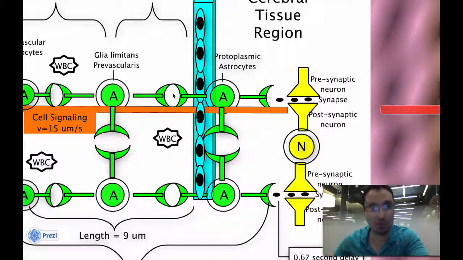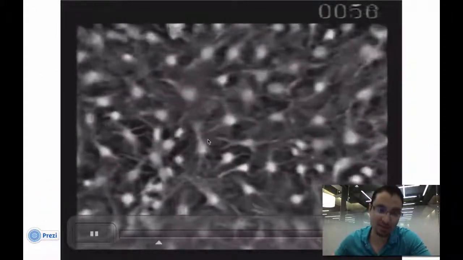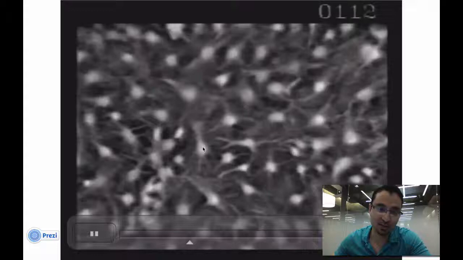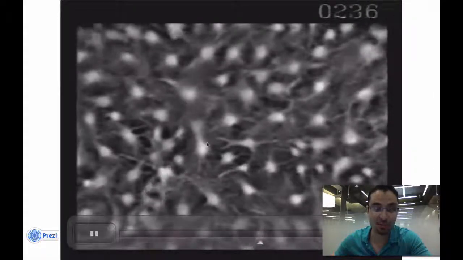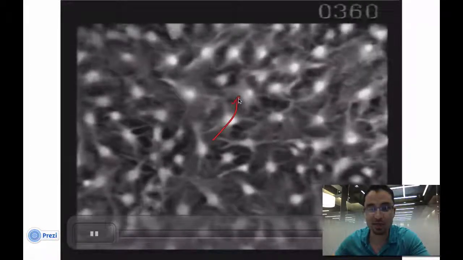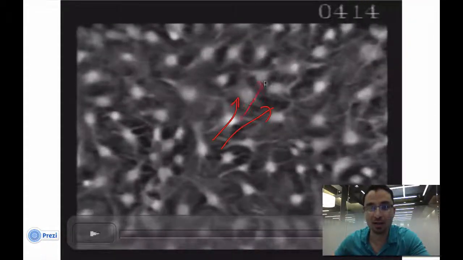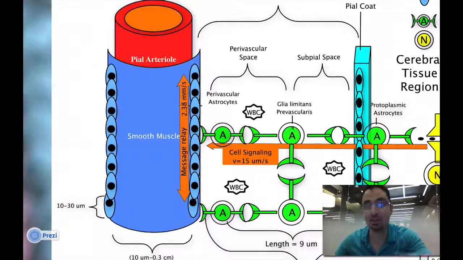So let me show you a quick video of how that works. So here's a video of astrocyte cells in a petri dish. The lighting up here indicates that calcium is being released, and what you're seeing right here is calcium propagation being sent. Okay, so this is how we're able to track how astrocytes are signaling one another.